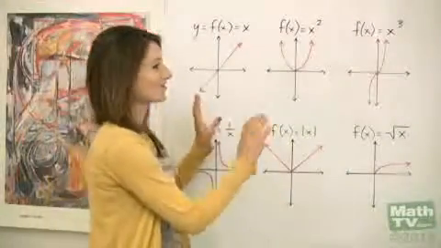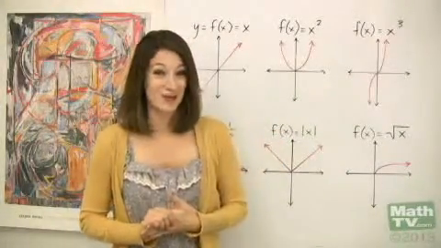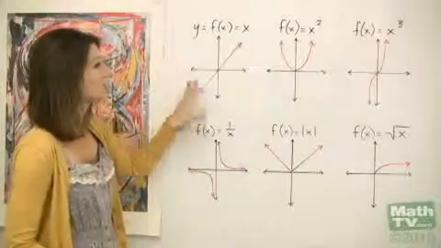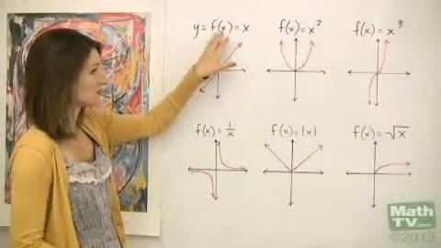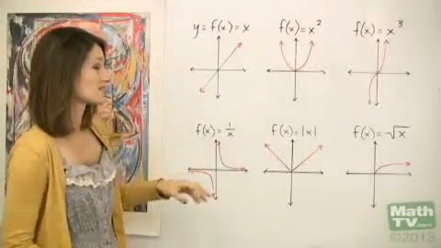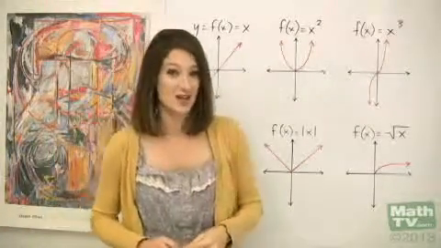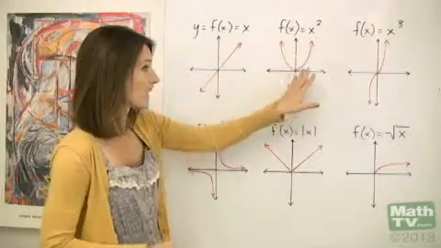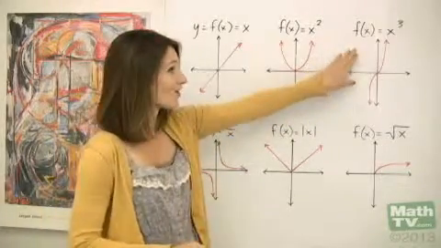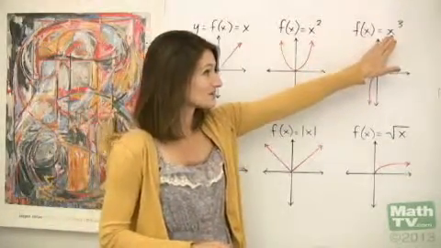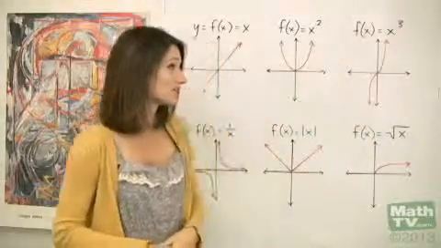On the board here are our 6 basic functions and their graphs. This first one is our linear function, which is represented by f of x equals x. Our second graph is for our quadratic function, where f of x equals x squared, and this creates a parabola on our graph. Our third function is f of x equals x to the third. This is our cubic function.